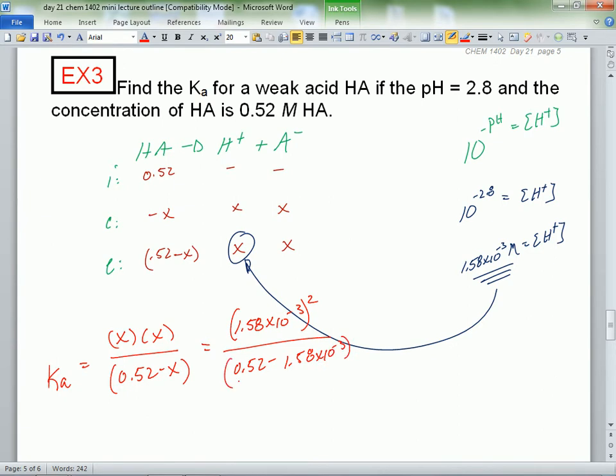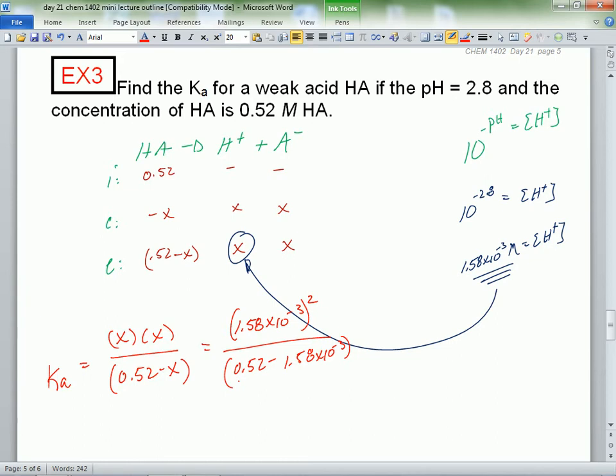Now, I guess you could drop the X, but you're taking a real chance, because what if your Ka's 10 to the negative 3 or something? You're taking a chance if you drop it. But if you come out with a number that's really small, like 10 to the negative 6, you can drop it legit. But if you got 10 to the negative 3 or 10 to the negative 2, you have to go back and not drop it.